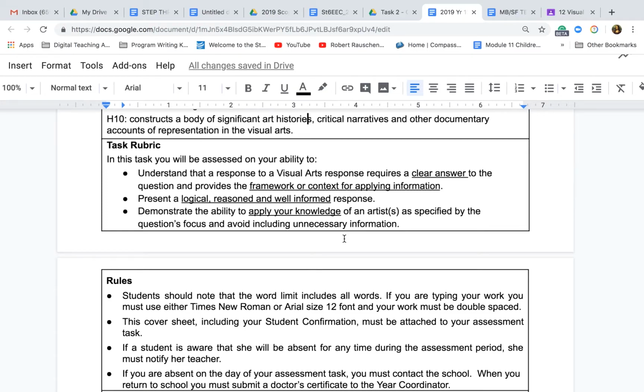So I'm looking for no general statements. I'm looking for a really nice build-up of reasoning. For instance, a point, and I'm looking for a very good explanation of the key ideas that are expressed in that point. And then I'm looking for facts that support that point.